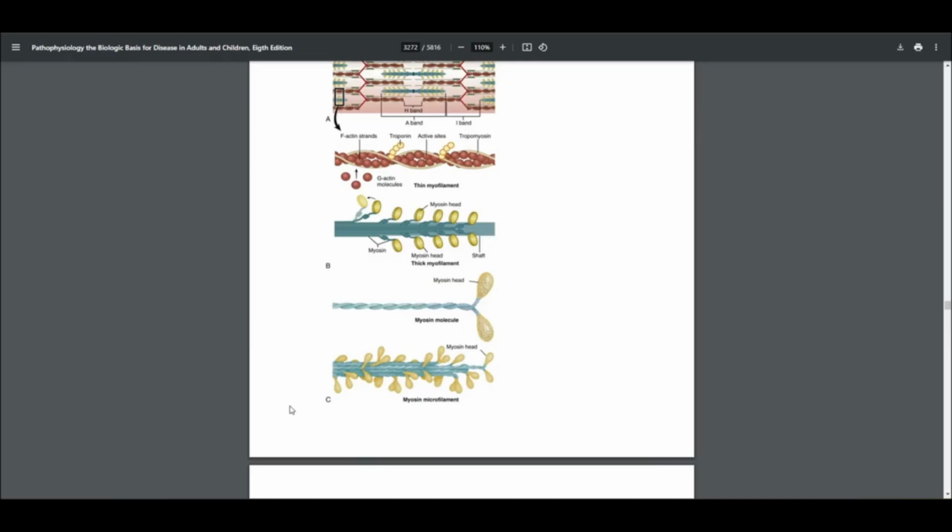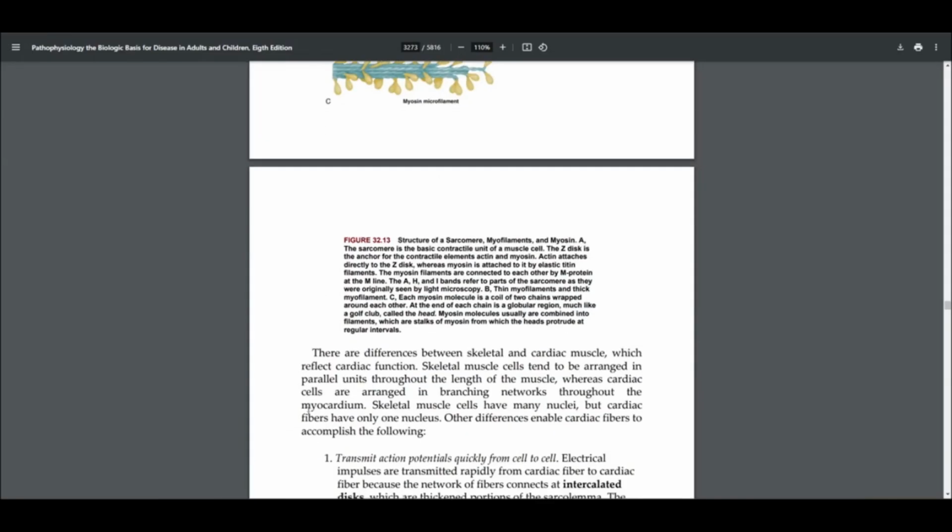Sure, I'm not sure really what we're looking at. Your thick myofilament, your myosin molecule, and your myosin microfilament. Oh, I see. That does make a bit more sense.